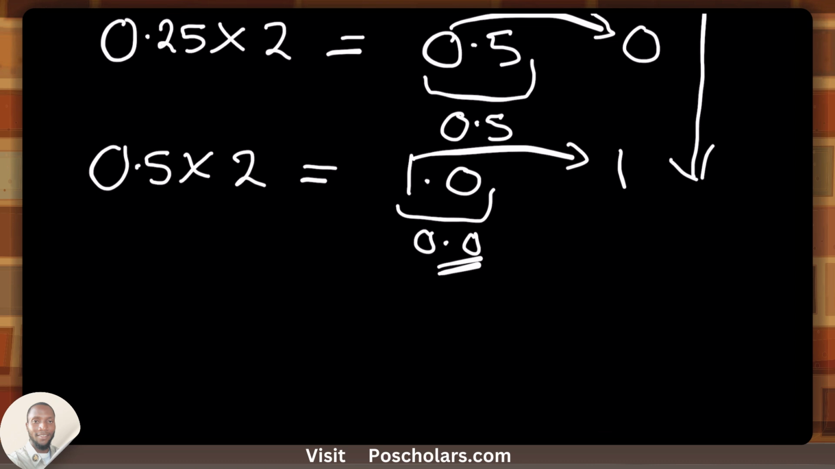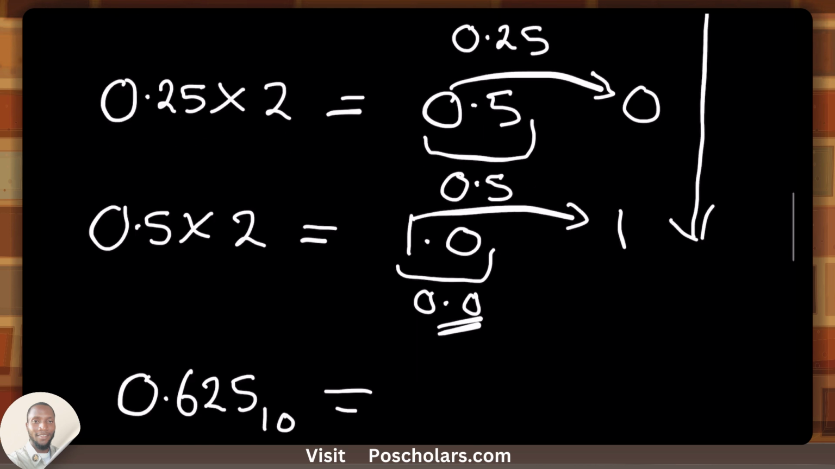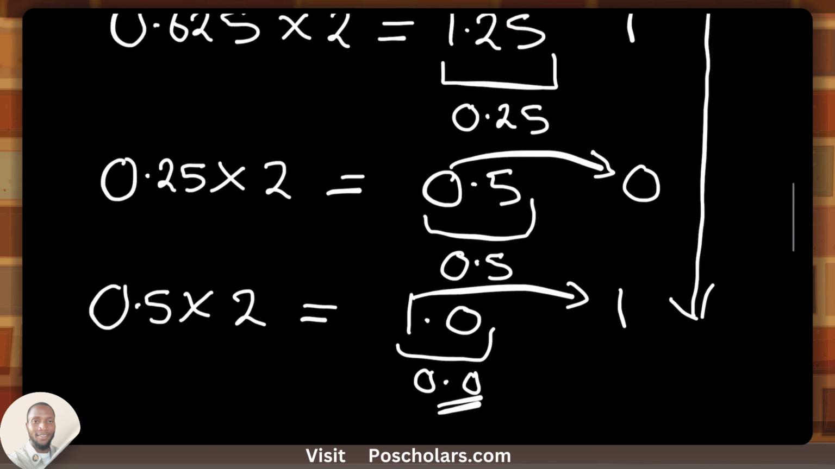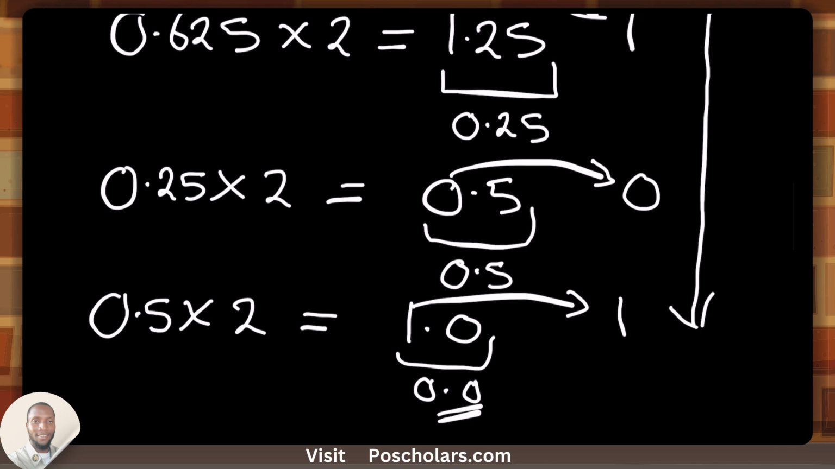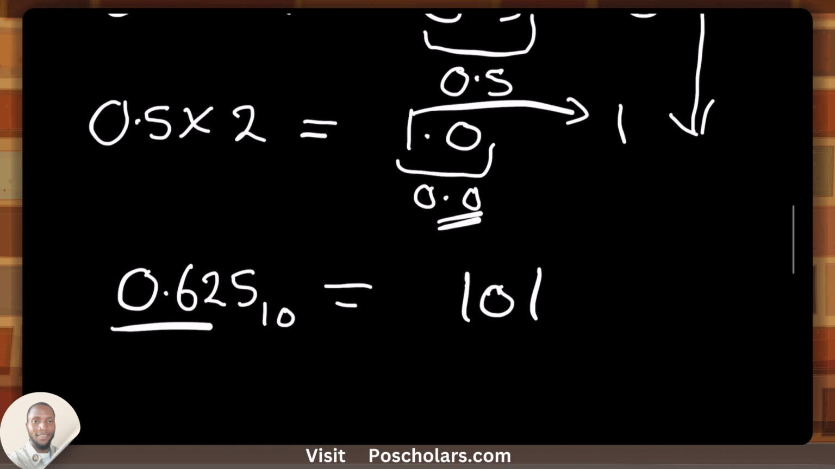So we can now say 0.625 base 10, which is what we are trying to convert, is equal to 101 from top to bottom. But remember, we are working with decimal. We are changing decimal fraction to base 2. So since this one is in decimal, we will now have 0 point. I believe you understand why we put 0 point, because it's in decimal. This particular one is a decimal part.